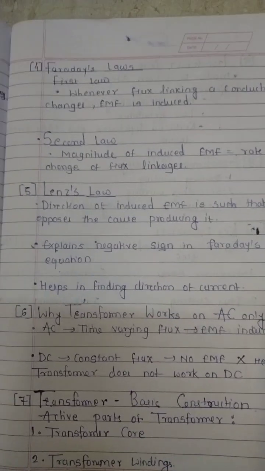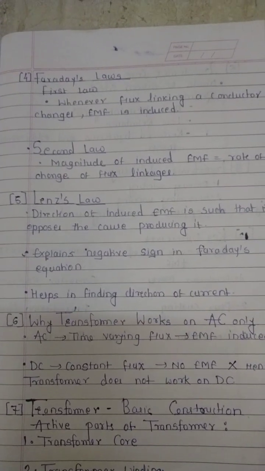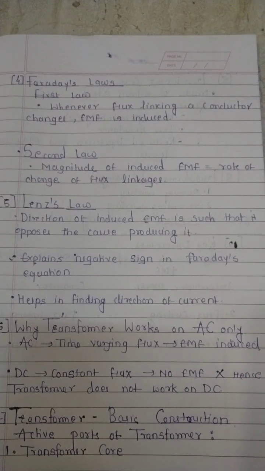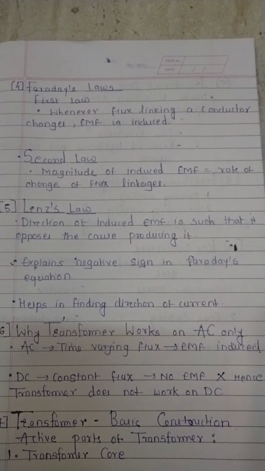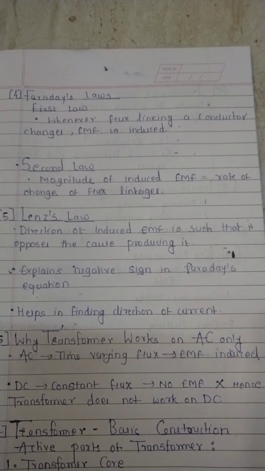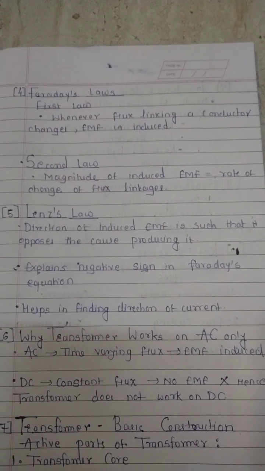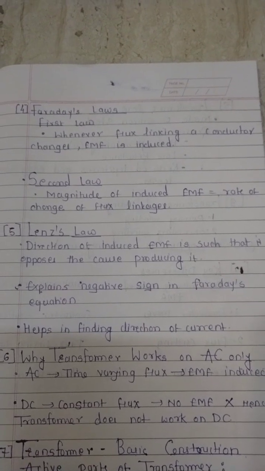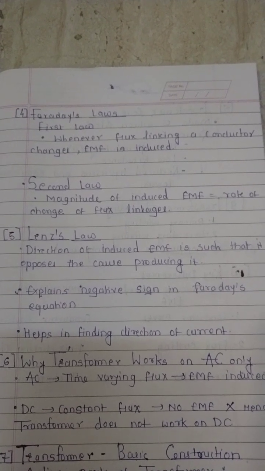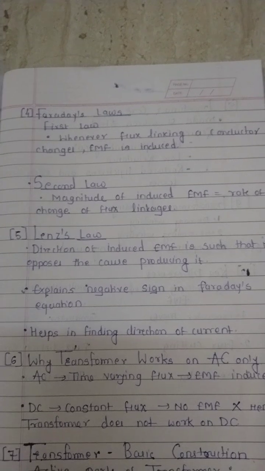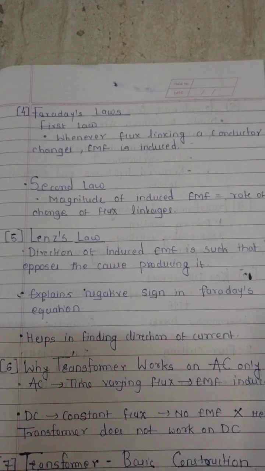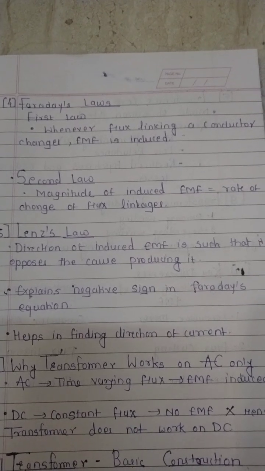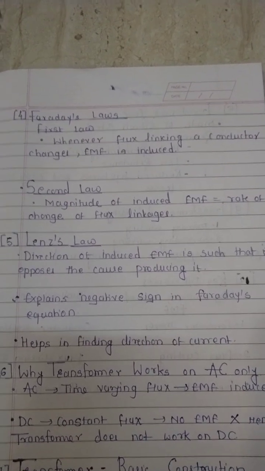Faraday's law. First, what does Faraday's first law tell? Whenever flux linking the conductor changes, EMF is induced. Second law, magnitude of the induced EMF is equal to the rate of change of the flux linkages. First law, whenever flux linking a conductor changes, EMF is induced, meaning d psi by dt produces the EMF. Second law, magnitude of the induced EMF is equal to the rate of change of the flux linkage.